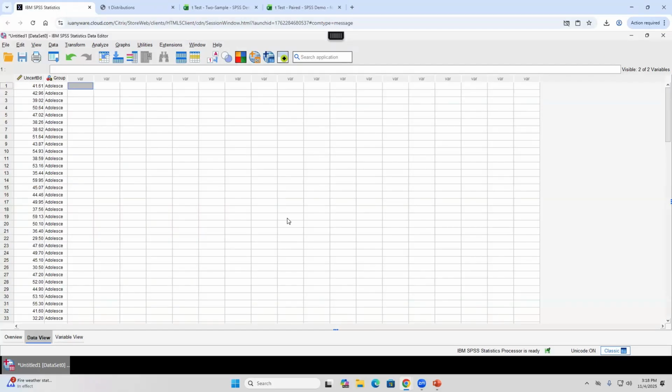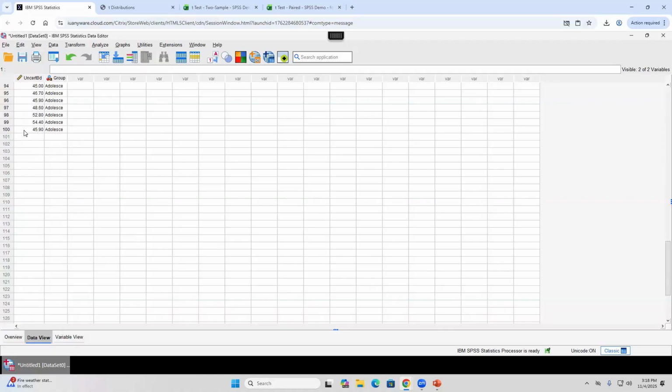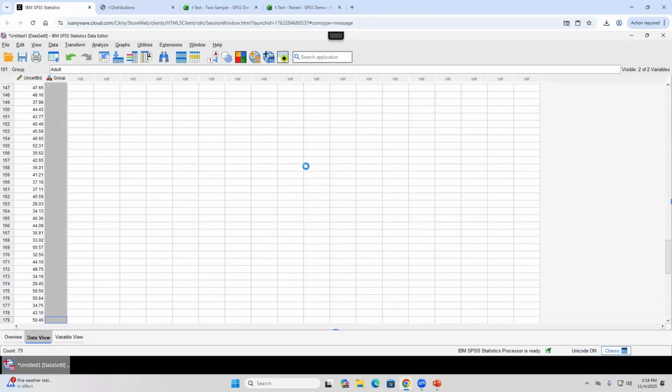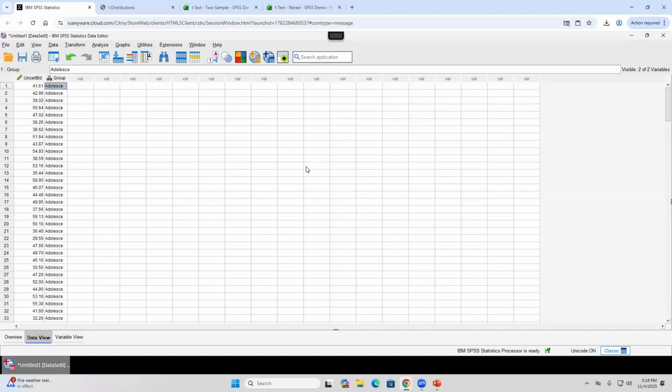Again, can't put it here because that row is already occupied. We scroll down to the first open row in column 1, Control V to paste that there. And then we indicate to SPSS that this is part of the adult group. Control C, highlight all the way down until you get to your final adult. Control V to populate that. And we have ourselves our data properly formatted.